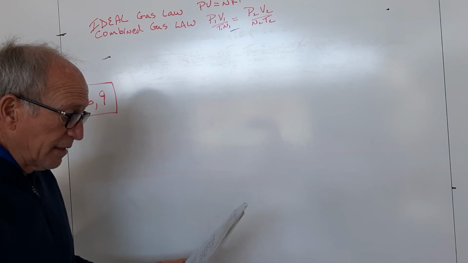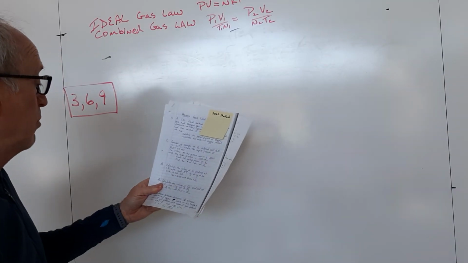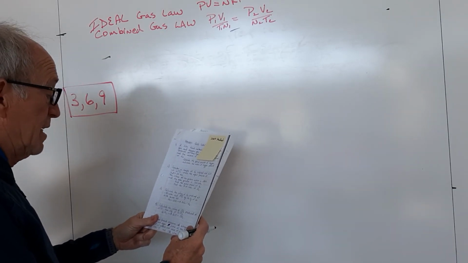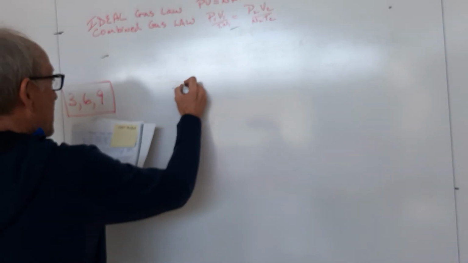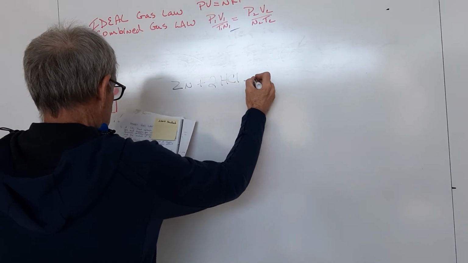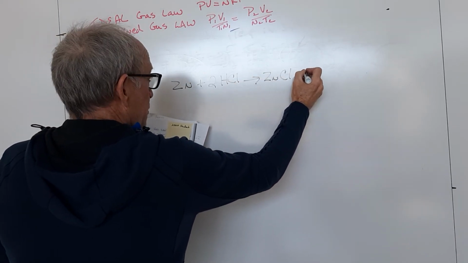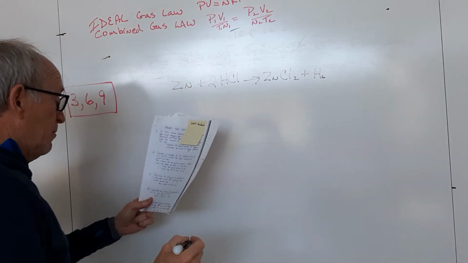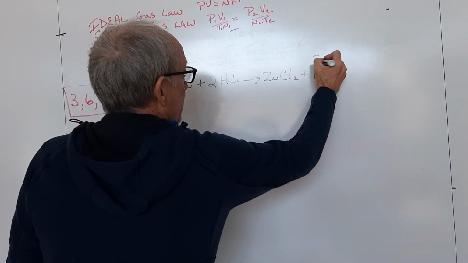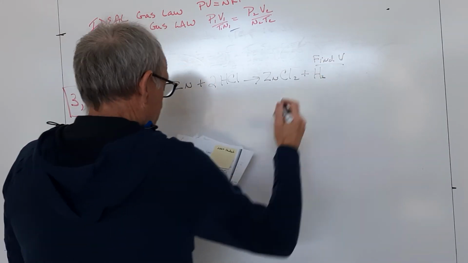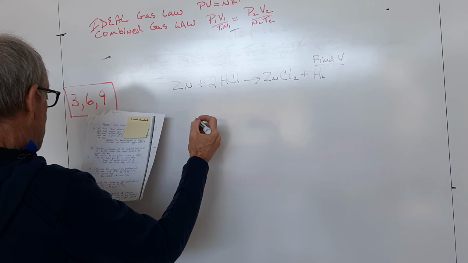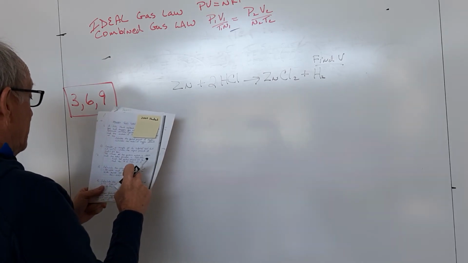Number 3: calculate the volume of H2 produced at 1.5 atmospheres and 19 degrees Celsius by 26.5 grams of zinc with excess HCl. Once again, we write the equation first: Zn plus 2HCl yields ZnCl2 plus H2. What they want me to find is the volume of H2. And they give me 1.5 atmospheres. They give me information on zinc.